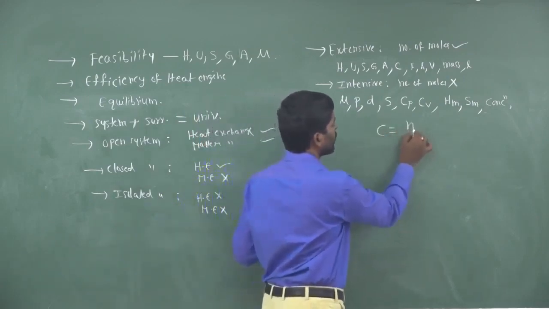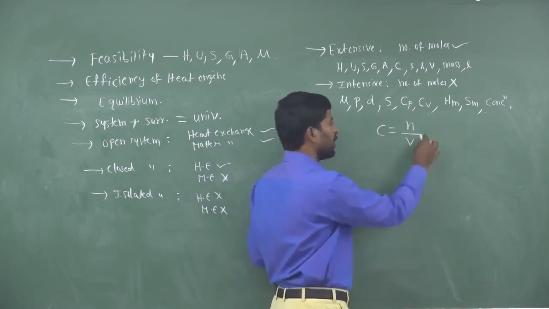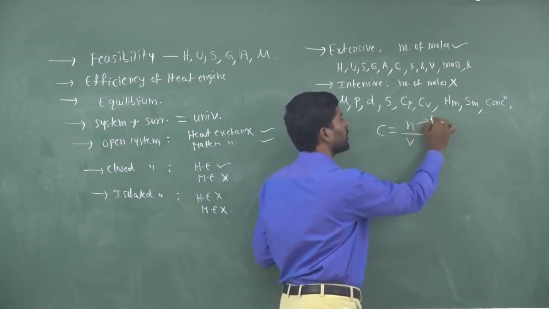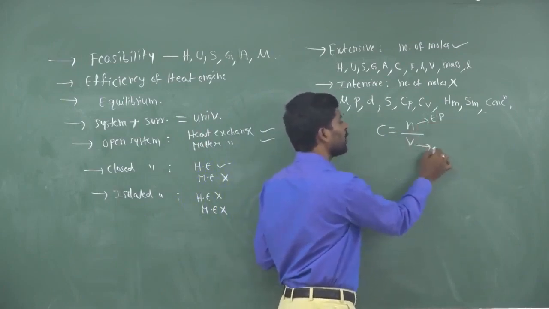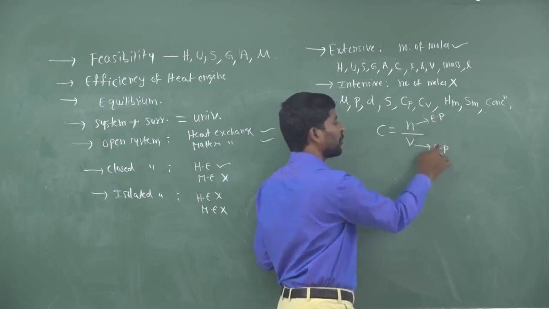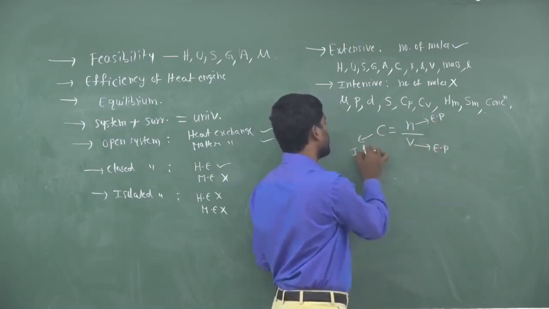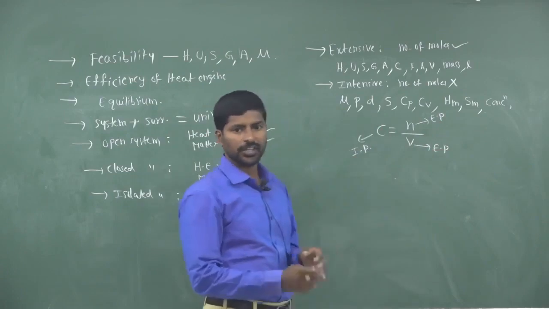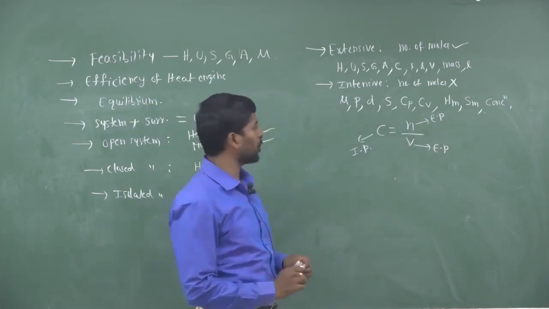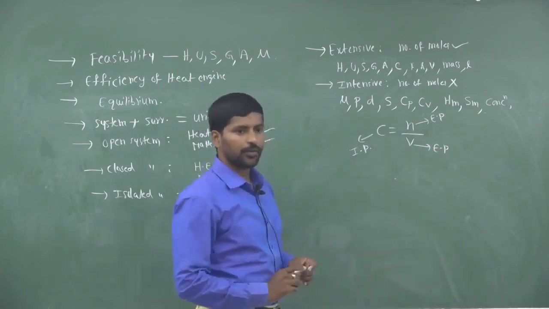Concentration is equal to number of moles by volume in liters. Number of moles is an extensive property or an intensive property? Extensive property. Volume, extensive property. The ratio of two extensive properties is an intensive property. Like this also we can verify.